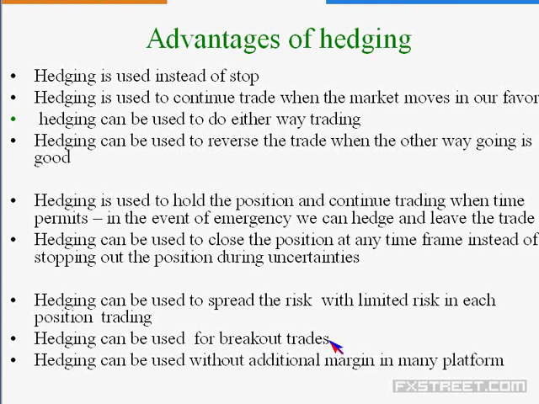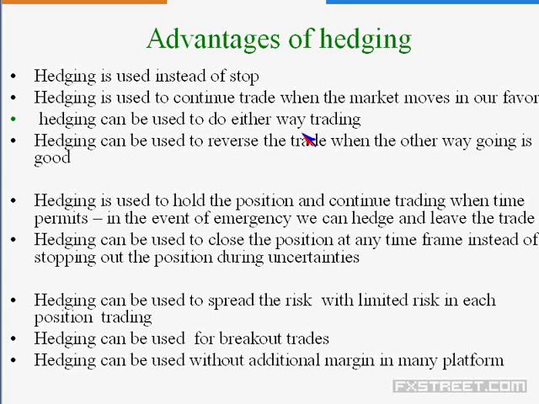Then hedging can be used for breakout trades. Say, for example, the euro has breached 1.2342 and gone above. Obviously you want to take a buy position, and in that case you can keep two hedging orders below that. That is one lot buy position and two lot sell positions you can keep below the high, in case they make a small false breakout and then drop quickly.